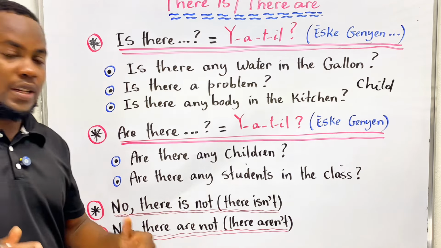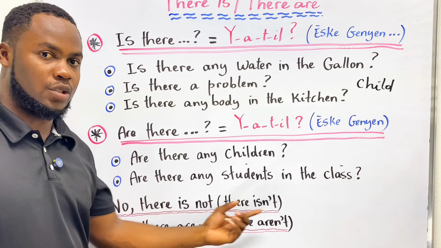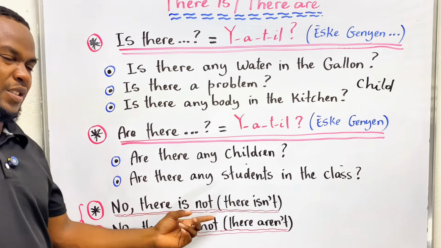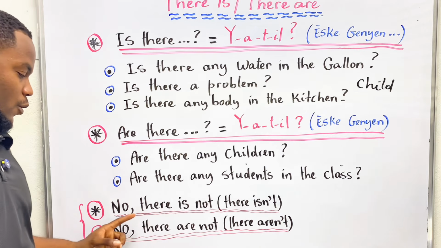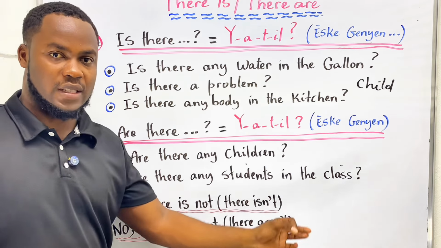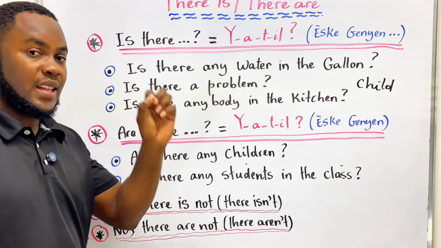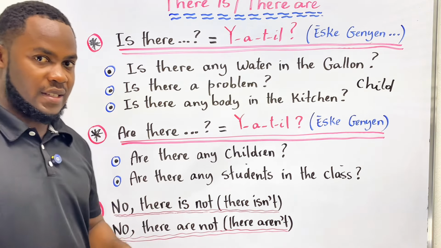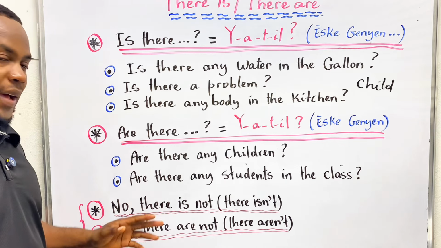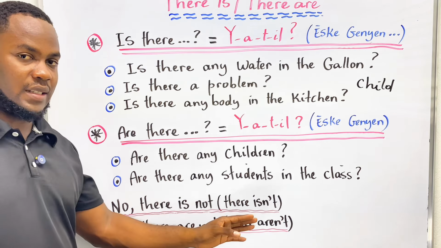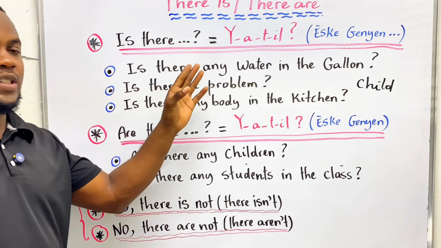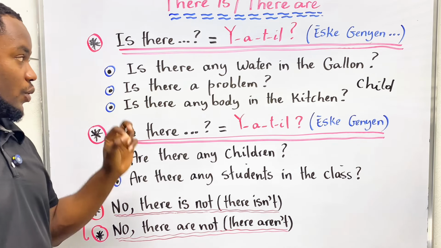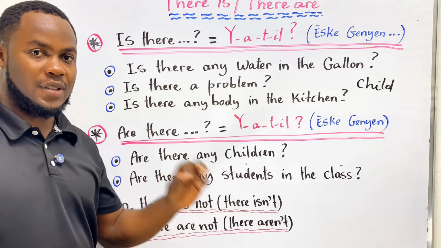But usually we use the contracted form. We use the short form. We don't say no, there is not. It's good, but we say no, there isn't. So if they ask, yes, there is. Yes, there is. Okay? No, there isn't. So when we ask you the question with is there, you could answer with there isn't for singular.